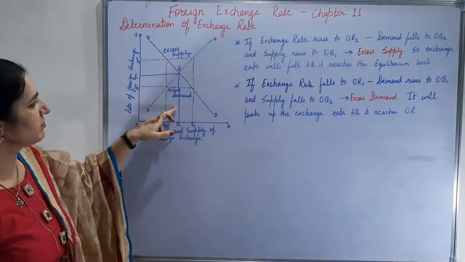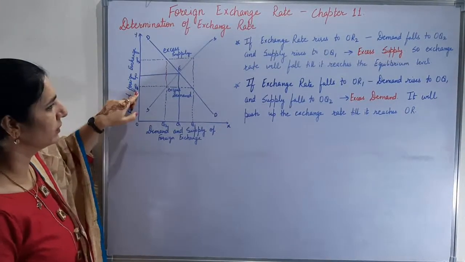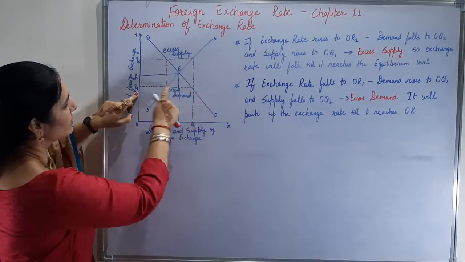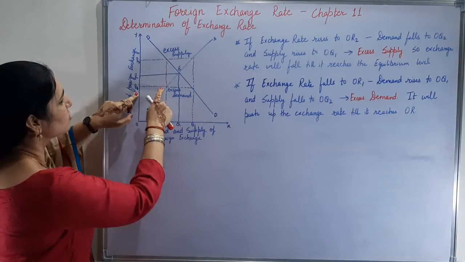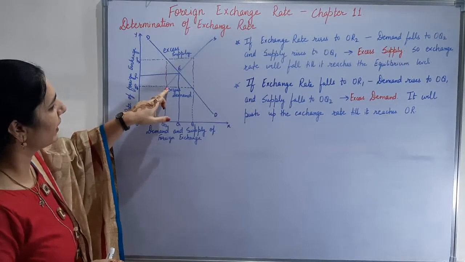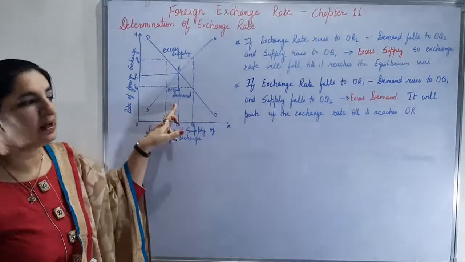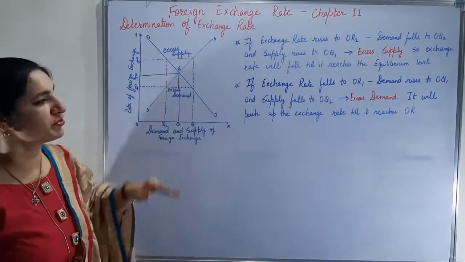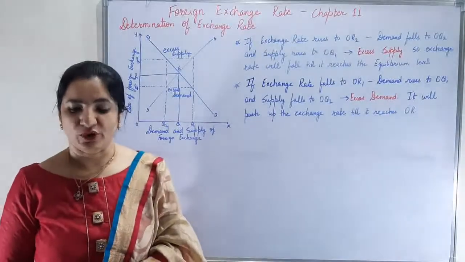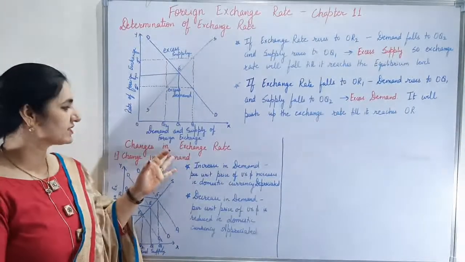In case of excess demand, if the exchange rate falls from OR to OR1, demand rises to OQ1. See, this is corresponding to this, and supply falls to OQ2 because the supply curve and exchange rate are intersecting at this point, which is coming to OQ2. This is the situation of excess demand, and it will push up the exchange rate till it reaches OR, that is the equilibrium point. Now let us discuss the changes and implications of exchange rates.